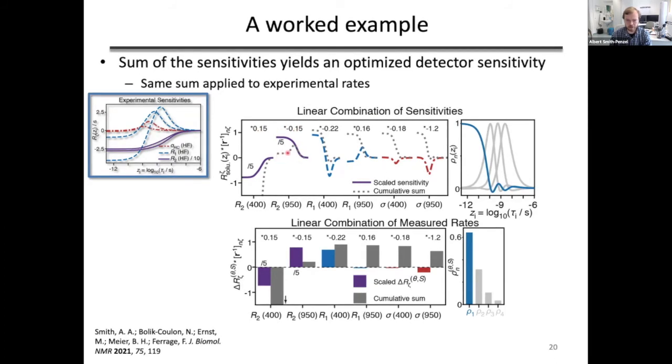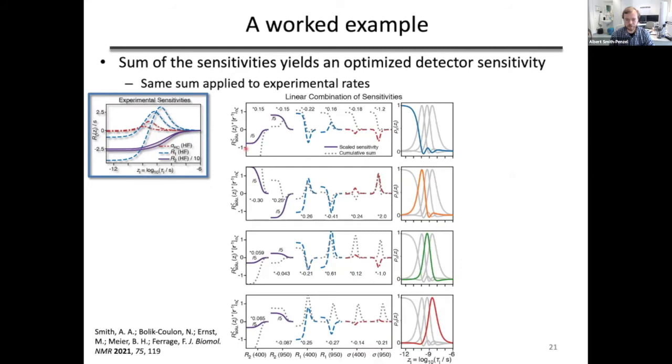And I get the sum here in gray. And then I add the R1 at 400 with a coefficient of minus 0.22. I get this function. And I add the next R1 on, and I get this function, and so on, till I finally get a nice detector window. This is a detector window optimized to be sensitive just to short correlation times. And so I separate out short correlation times as much as I can from all the other contributions to the relaxation. And the way I get my detector response is I apply exactly the same linear combination to the corresponding experimental data. I get a detector response.